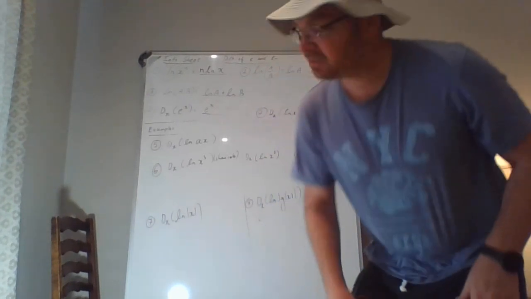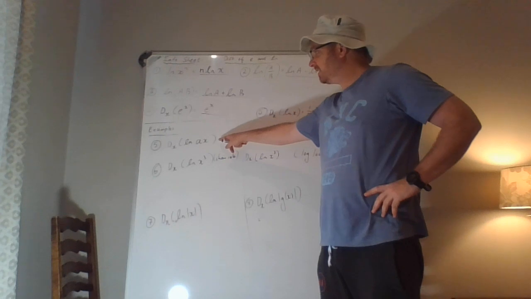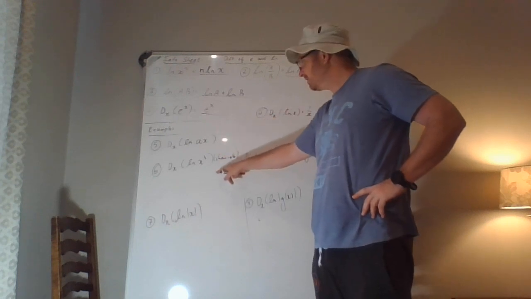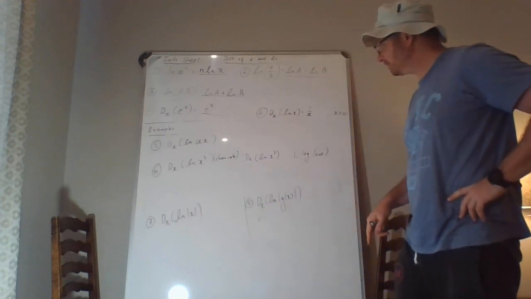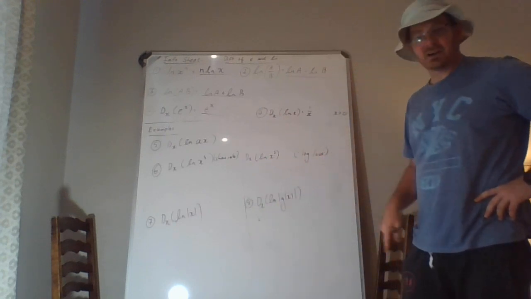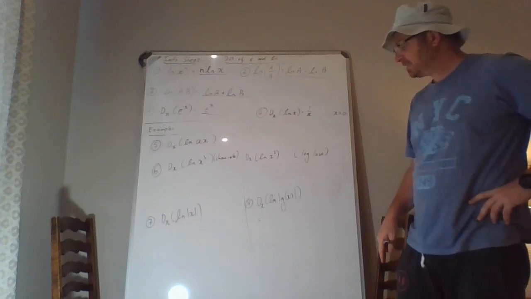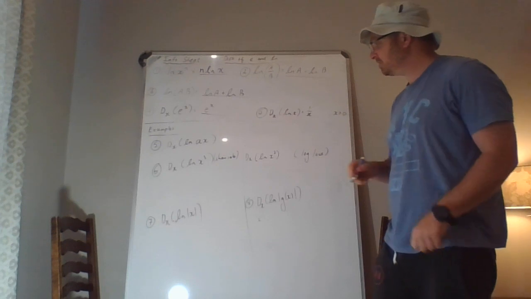So the next one, give these a try. The derivative of ln ax, and the derivative of ln x cubed. First I want you to try doing the chain rule. Then the same question, the derivative of ln x cubed, but first apply log laws and then differentiate. Try those three and then come have a look at the solutions.